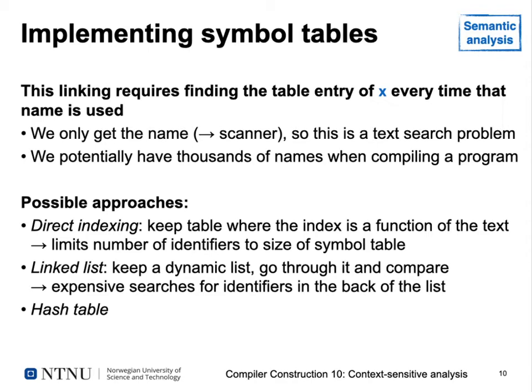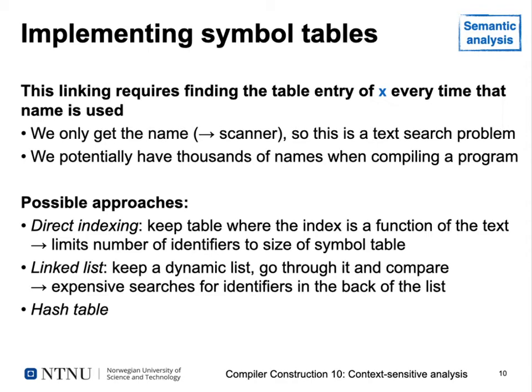You could also use a linked list. This would mean you keep a dynamic list and go through it and compare, but then again, the further your identifier is back in the list, because you have to start from the beginning of the list and then walk through all the pointers in your list, the more expensive the search for identifiers actually gets. So your compiler gets slower and slower the more identifiers you declare in your program. So it's probably also not a good idea.